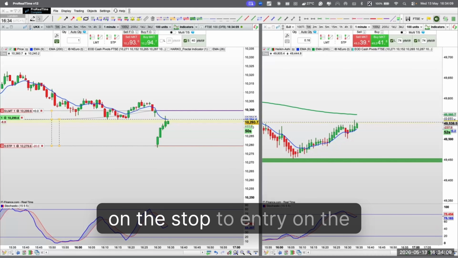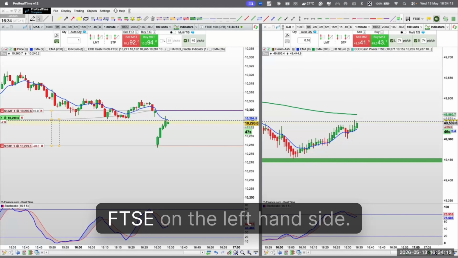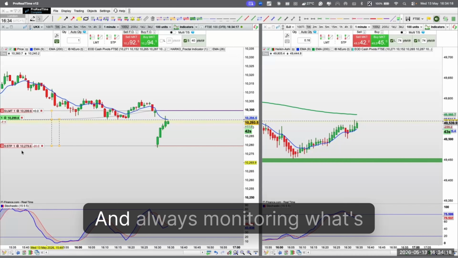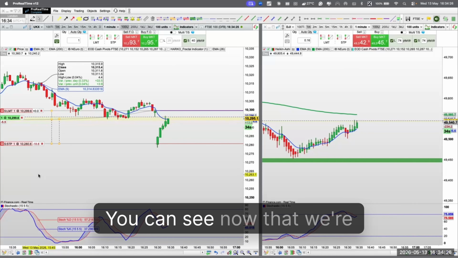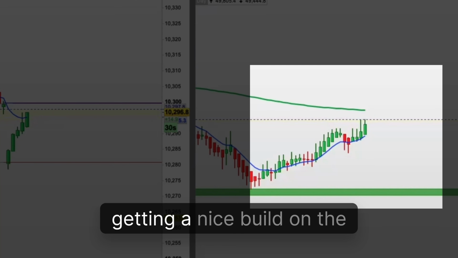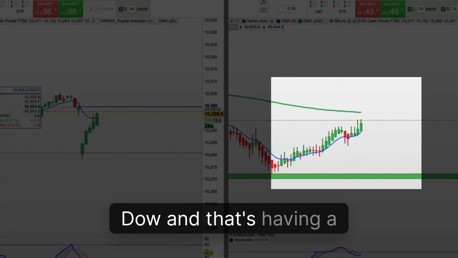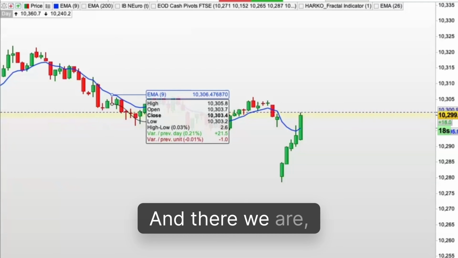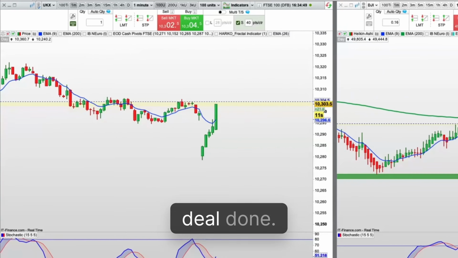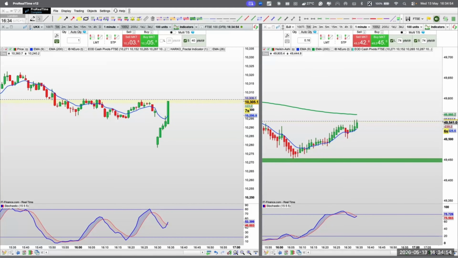And what we're looking for is this market to close out on the stop to entry on the FTSE on the left hand side, and always monitoring what's happening. On the right hand side, you can see now that we're getting a nice build on the Dow, and that's having a significant effect on the FTSE. And there we are. Boom, gap closed, deal done, 4 minutes. Great trade.